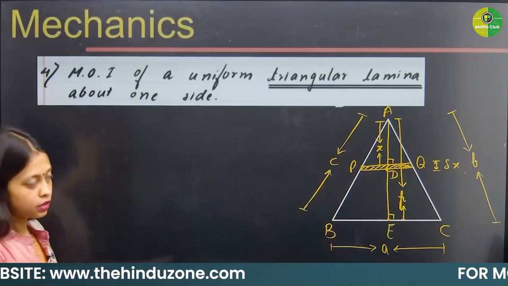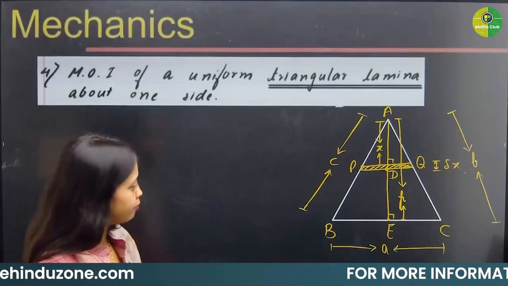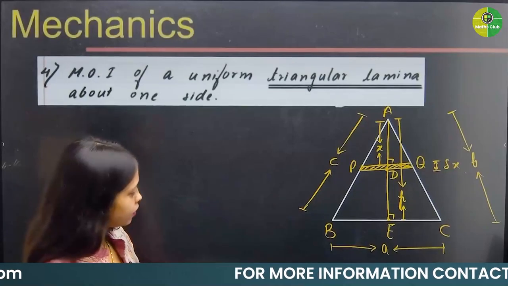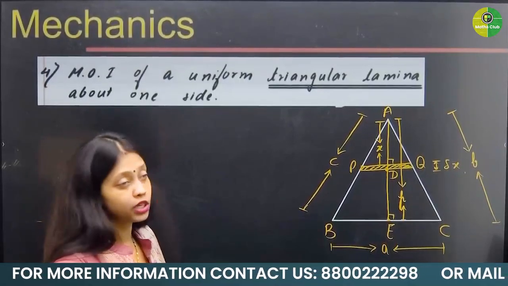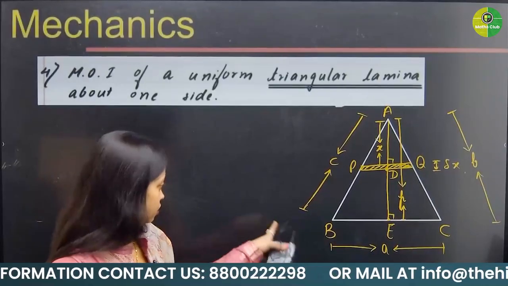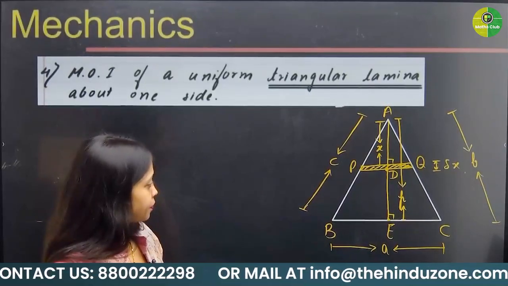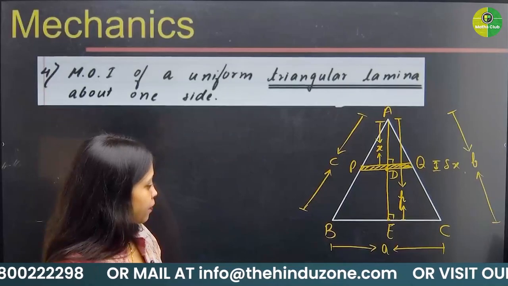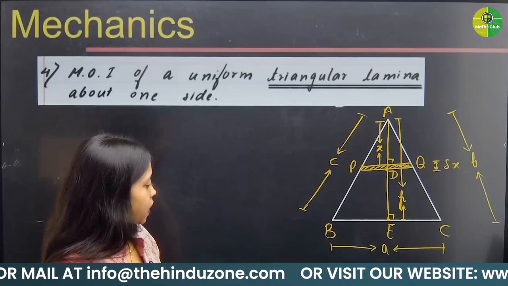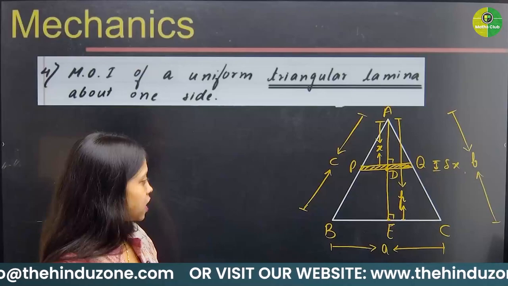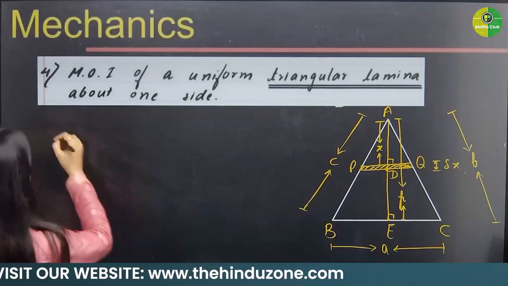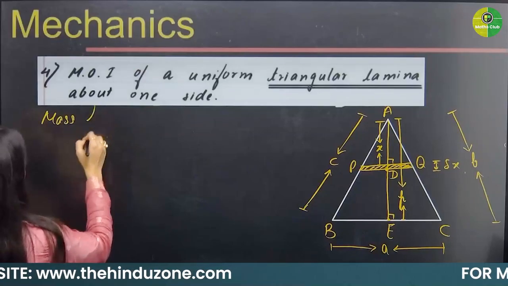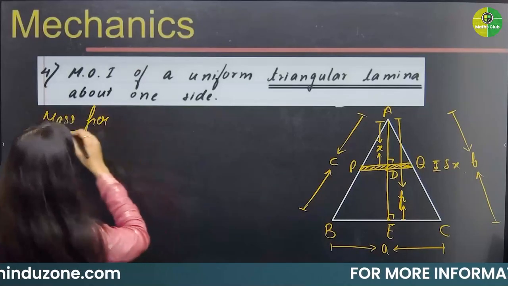So let PQ be a strip of breadth del x and length we do not know, so we have to calculate it in terms of the sides A, B, C. Okay. So we can start. First of all, let's start by finding mass per unit area. Then we'll see which variable can create a problem here.